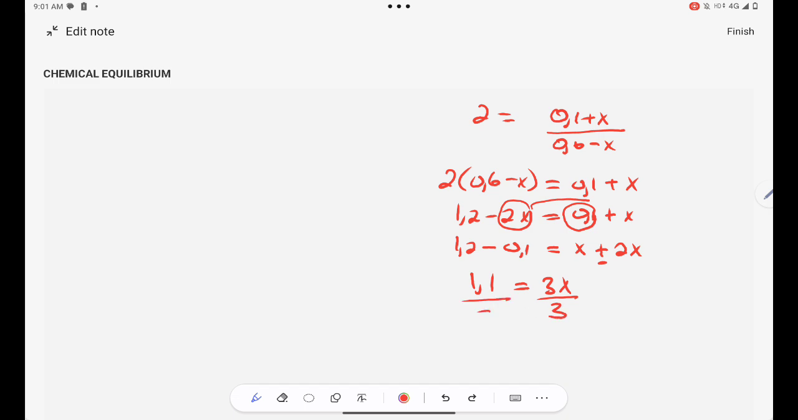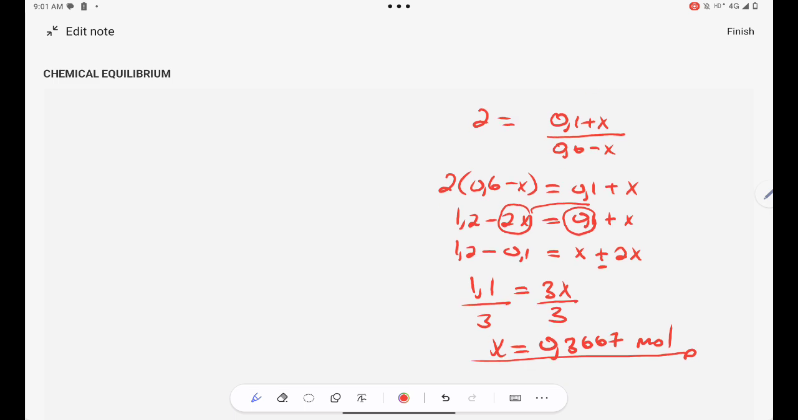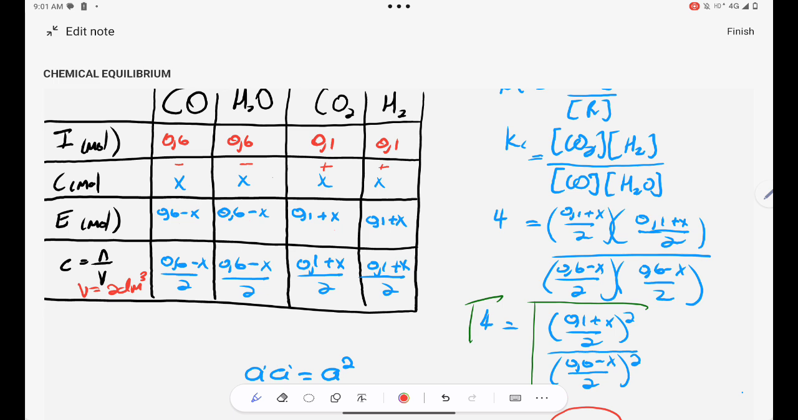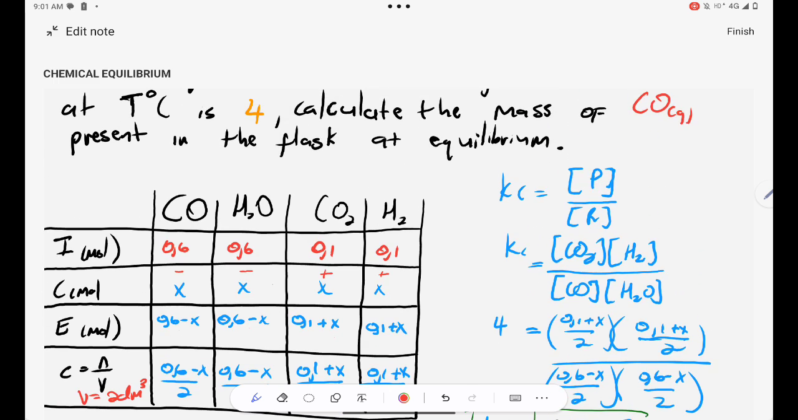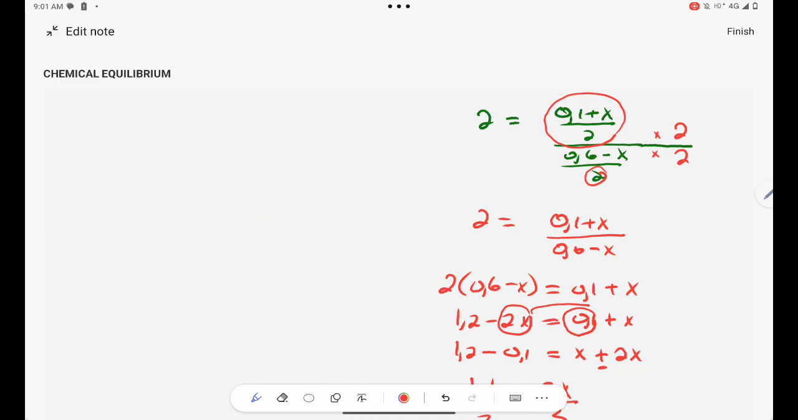Divide both sides by 3. If I divide both sides by 3, what do I get? Then x will simply be equal to 0.3667 moles. But I was never asked to find the value of x. Let us go back. We were asked to find the mass of carbon monoxide present at equilibrium.